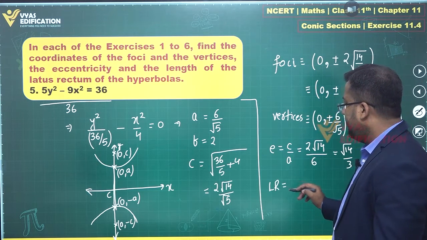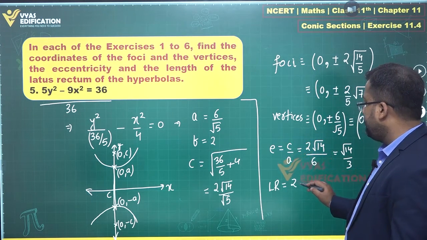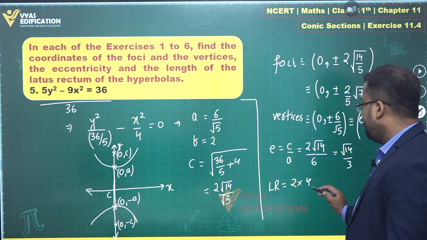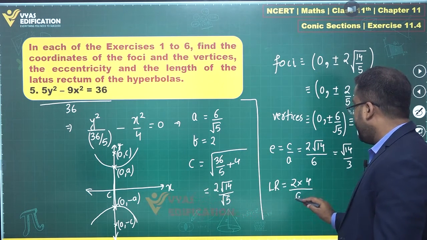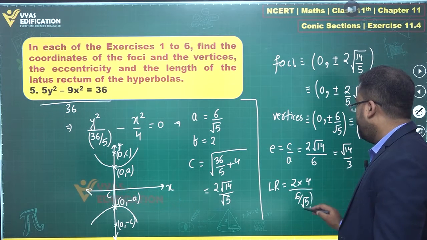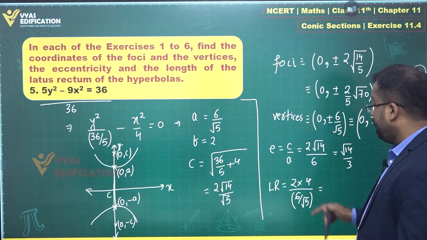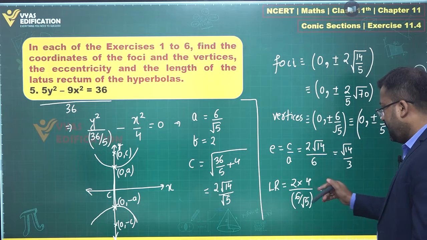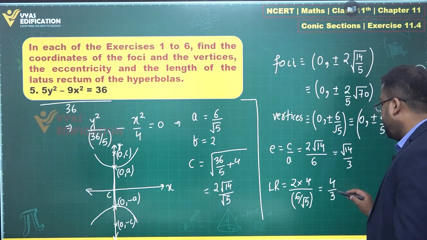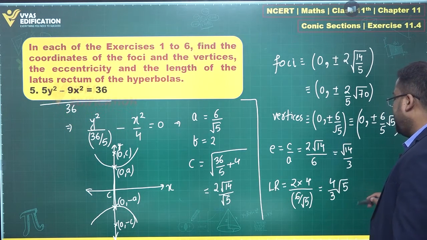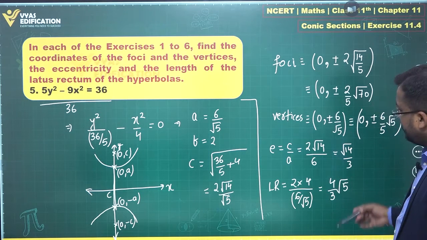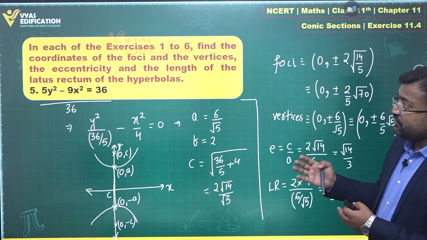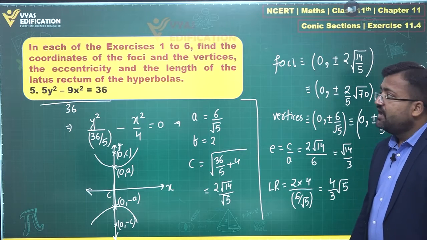Latus rectum is 2b square upon a, 2 times b square upon a, which is 8 by 6 upon root 5. Okay, root 5 goes in the numerator, and this will be 3. So this becomes 4 root 5 by 3. That's the latus rectum, and yes, those are the things that we wanted to find for this question as we have found over here. That's the 5th question.